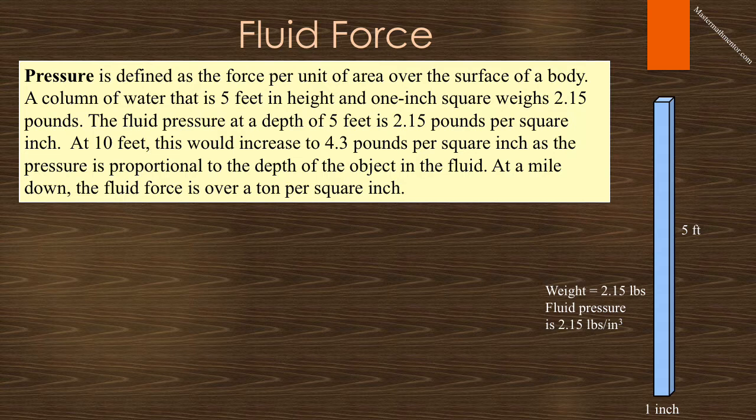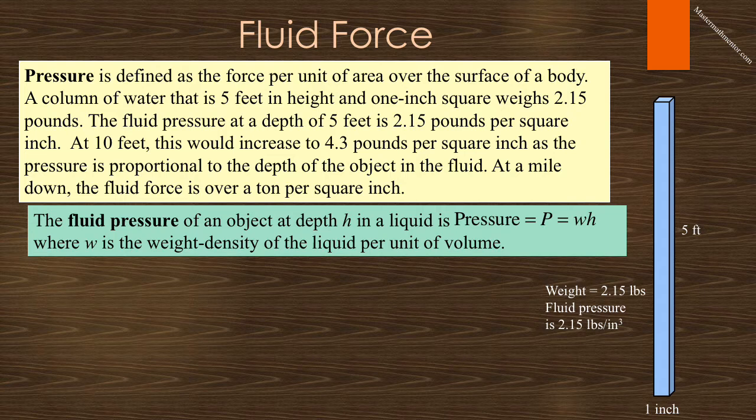To the right we have a column of water that is 5 feet in height, but only 1 inch square. This column of water weighs 2.15 pounds. So the fluid pressure at a depth of 5 feet is 2.15 pounds per square inch. At 10 feet, this would increase to 4.3 pounds per square inch, as the pressure is proportional to the depth of the object in the fluid. So at a mile down, the fluid force is over a ton per square inch.